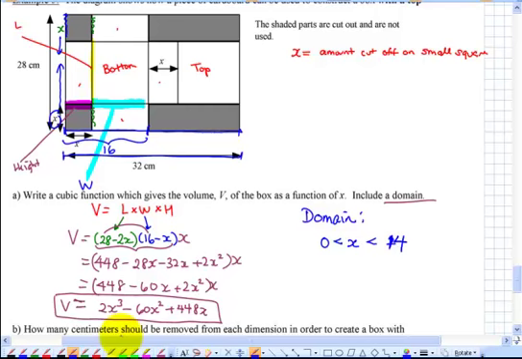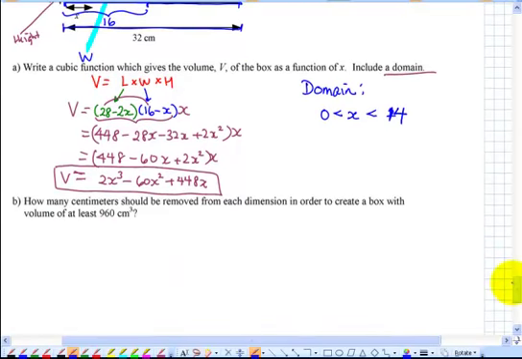All right, so the next part here says how many centimeters should be removed from each dimension in order to create a box with volume of at least 960 centimeters cubed. So now I'm saying to you, what is x really? Because that's the how many centimeters should be removed. So what is x so that the volume of this box is at least 960 centimeters cubed? Now, I'm just going to make a quick table of values to illustrate how the volume changes as we change x. So x, once again, is the number of centimeters that we changed, and then v is volume.